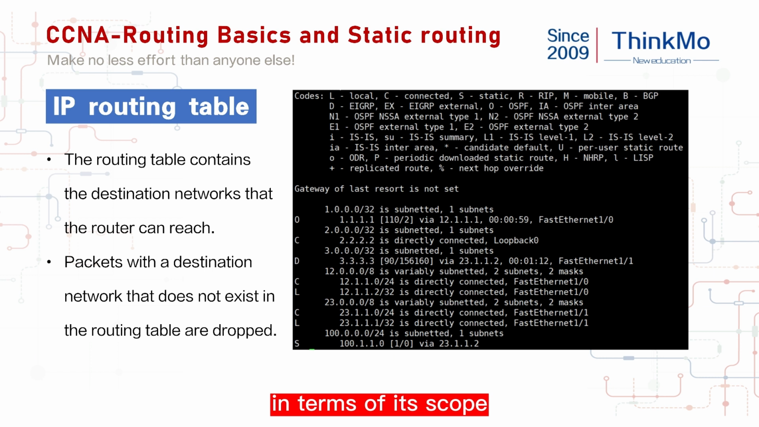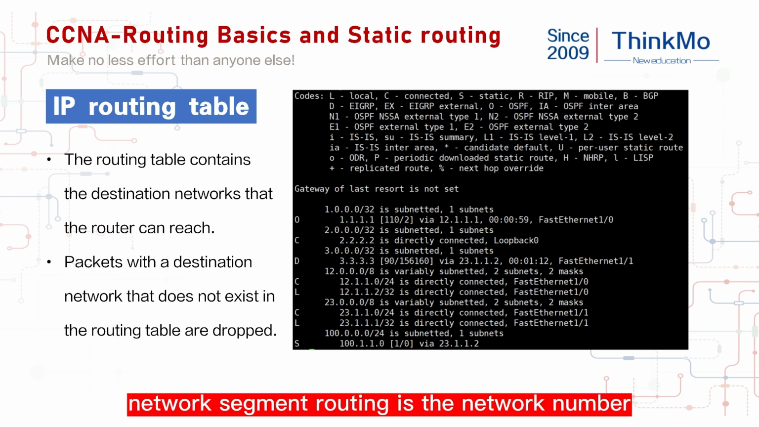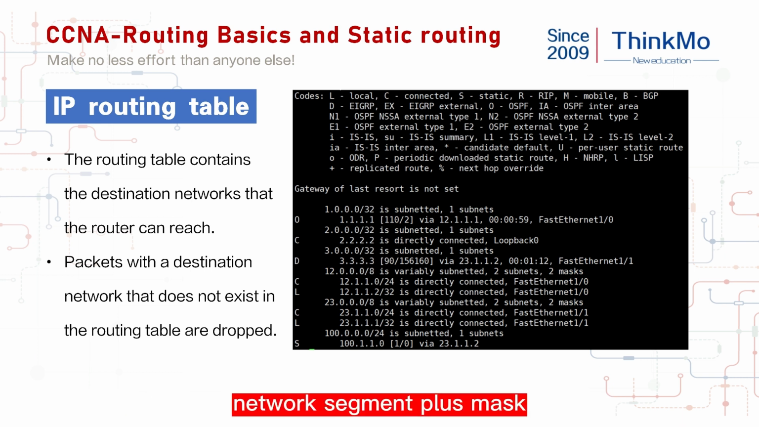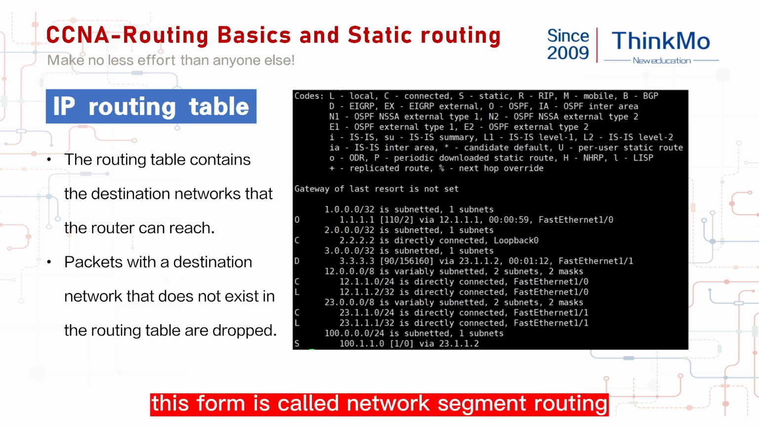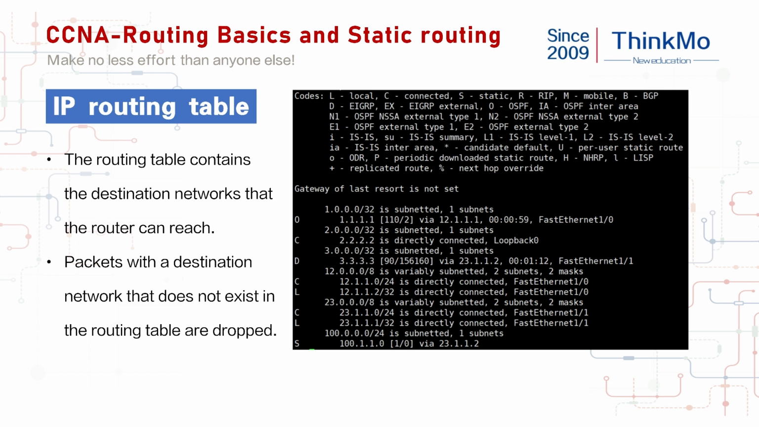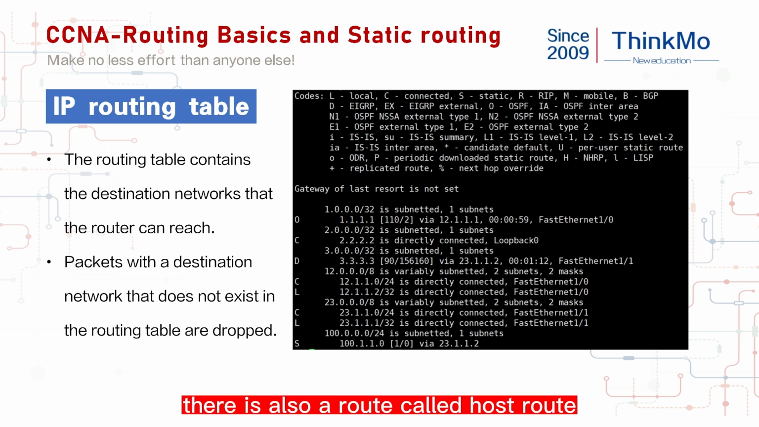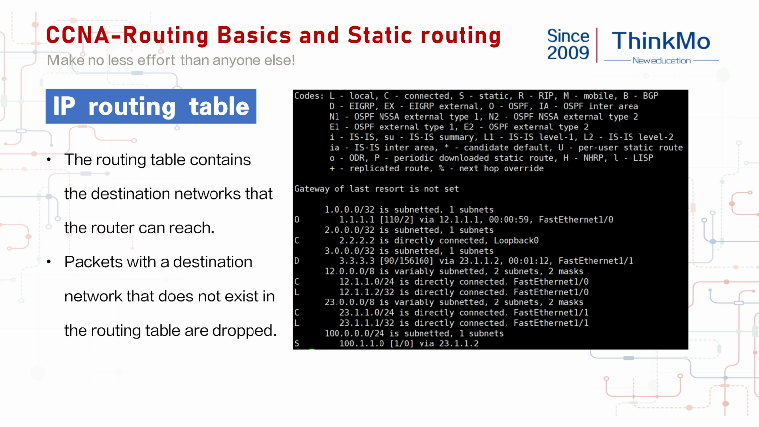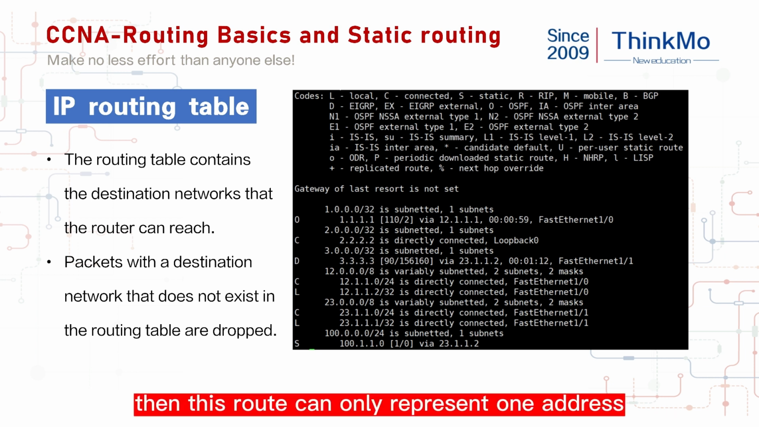In terms of its scope, there are 2 types of routes that appear in the routing table. Network segment routing is the network number plus mask. This form is called network segment routing. There is also a route called host route. What we see now is a very standard host route. It is an exact host address. This is called host routing. This route can only represent one address, and 12.1.1.0 represents the entire network segment.